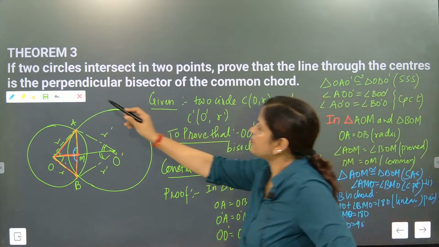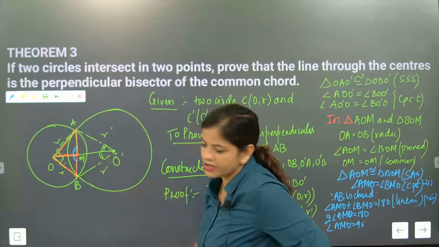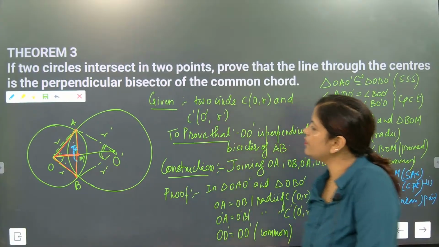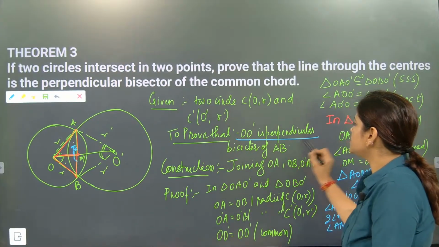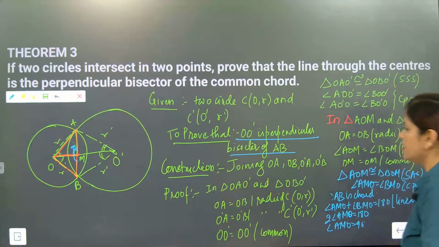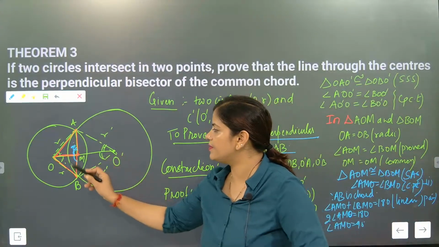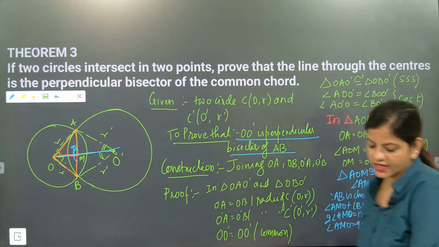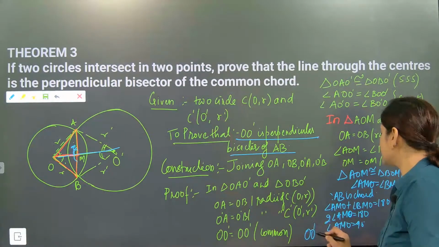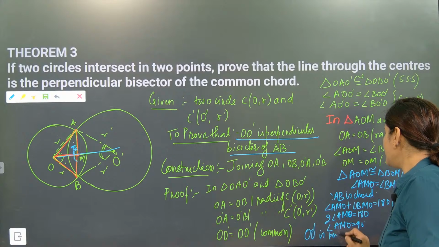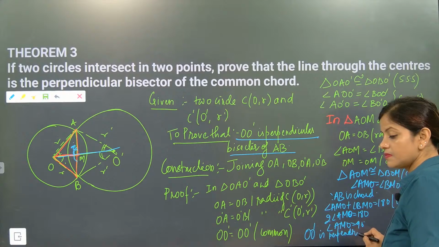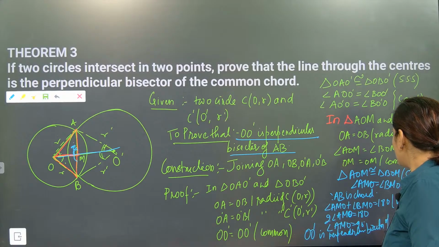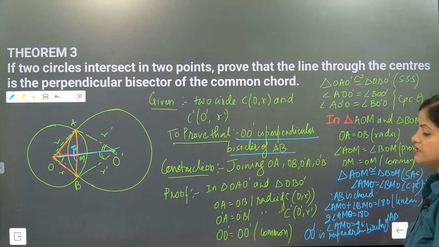This is what they told. They told that the perpendicular bisector, this and this are equal already, now this is coming as 90 degrees. So 100% we proved that OO' is the perpendicular bisector of AB, because AMO is coming 90 degrees now. So this part is the perpendicular bisector. So we can say that OO' is the perpendicular bisector of AB. This is the last part.